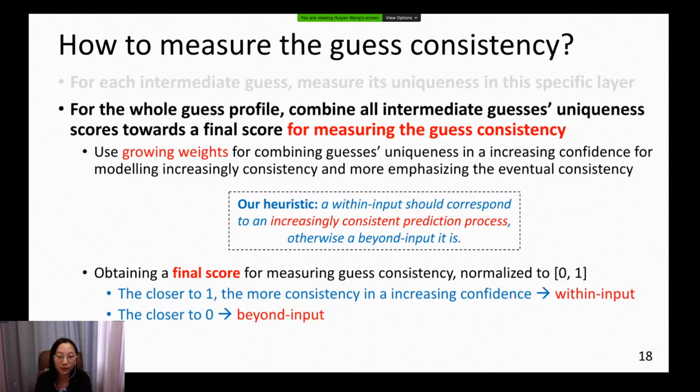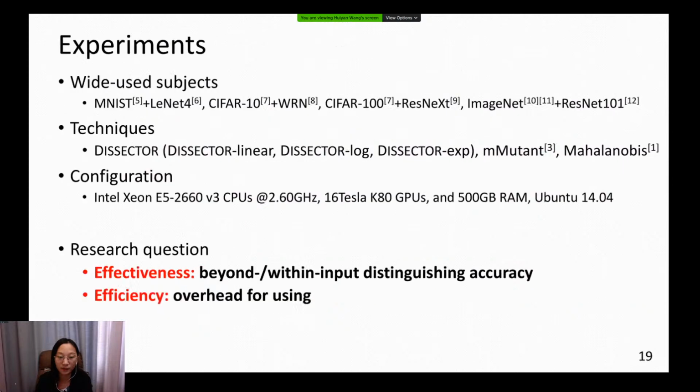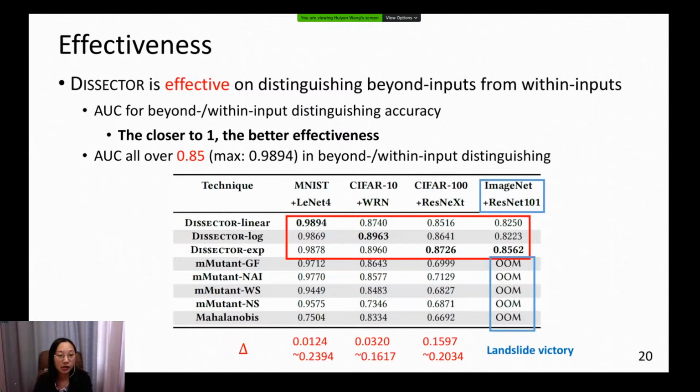within input. Until now, our approach is able to measure the gas profile for any input sample at runtime and give its score on within-beyond distinguishment. We experimentally evaluate our approach on several subjects and compare it with 2 existing techniques concerning both effectiveness and efficiency. For effectiveness, the results show that upon our AUC measurement, our dissector can be quite effective, obtaining all nice AUC superiority ranges and a landslide victory over existing approaches.